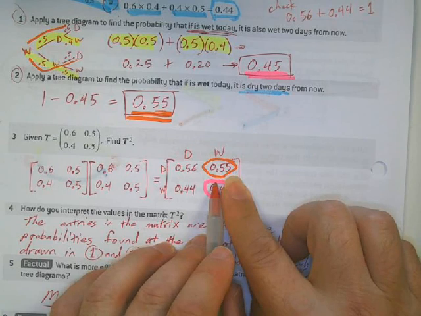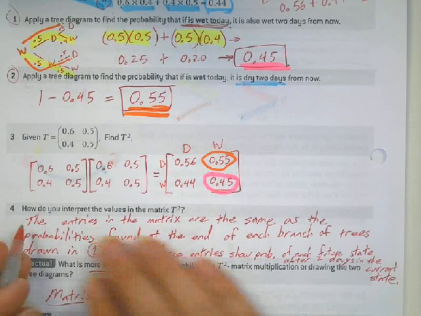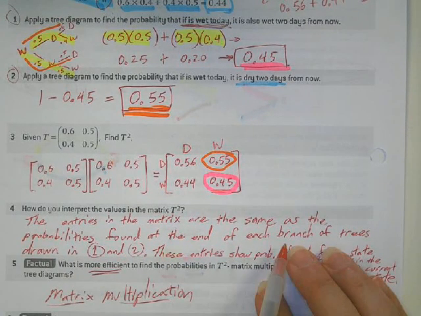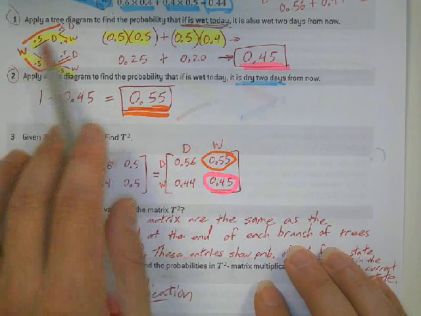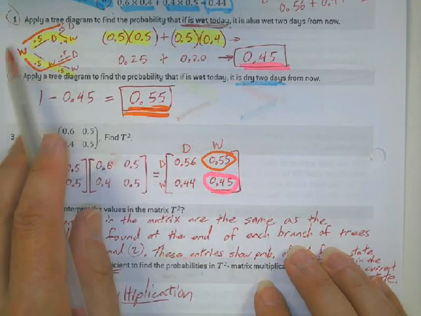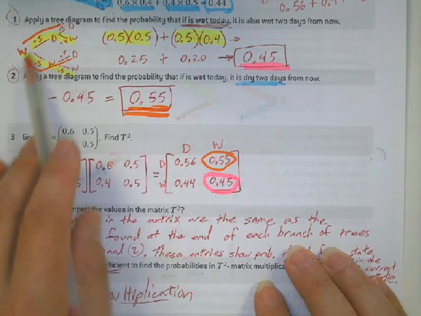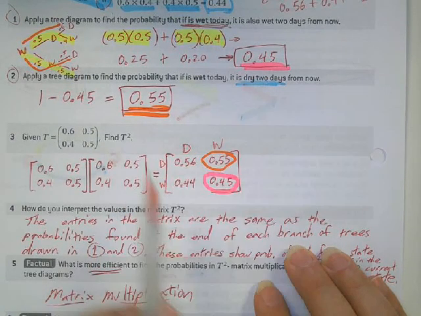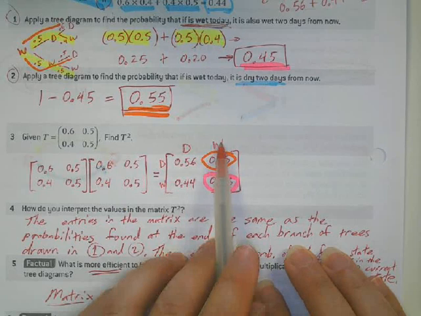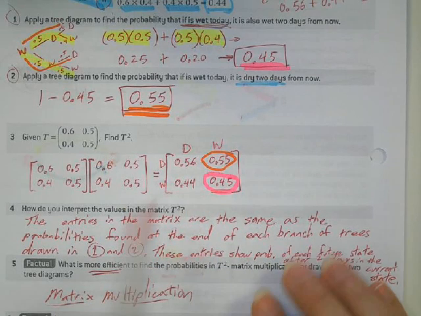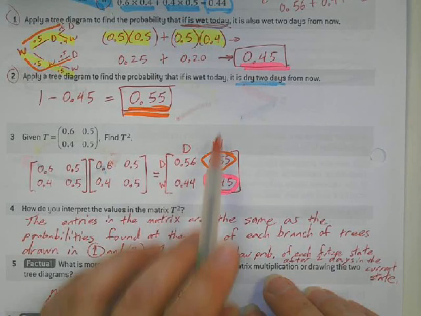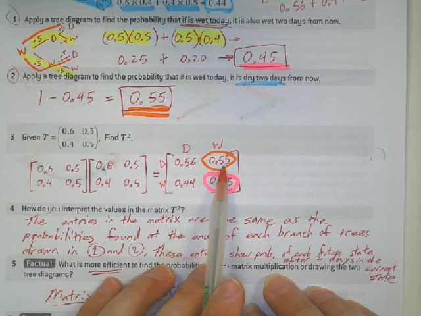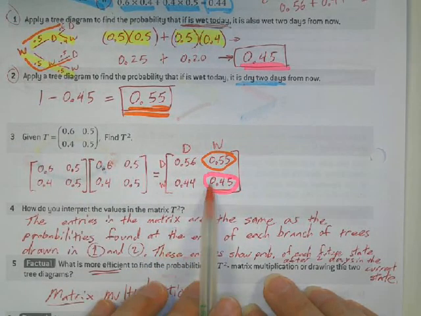Okay, so basically what I just showed here is the entries of the matrix are the same as the probabilities found at the end of the branches. So here we found the probability at the end of the branches when we went dry to wet and wet to dry. If we started off wet and want to end up wet after 2 days, we got 0.45, and this is the same result. Same thing, if we started off wet and ended up dry after 2 days, we get 0.55, and we found that using the tree, and we found this using the matrix.